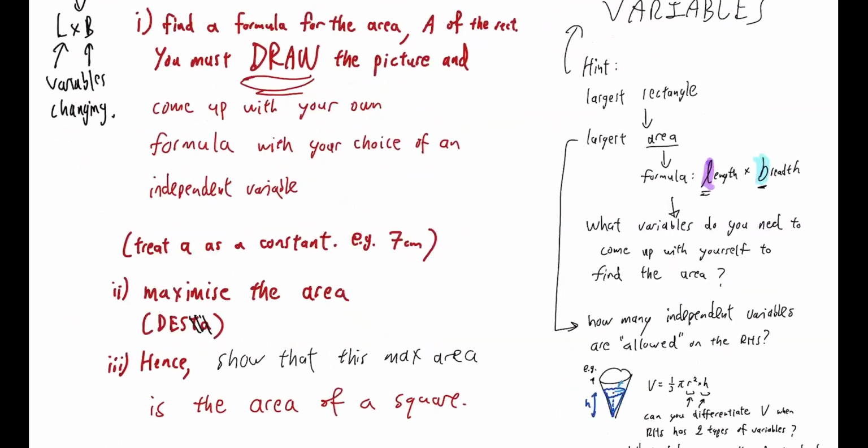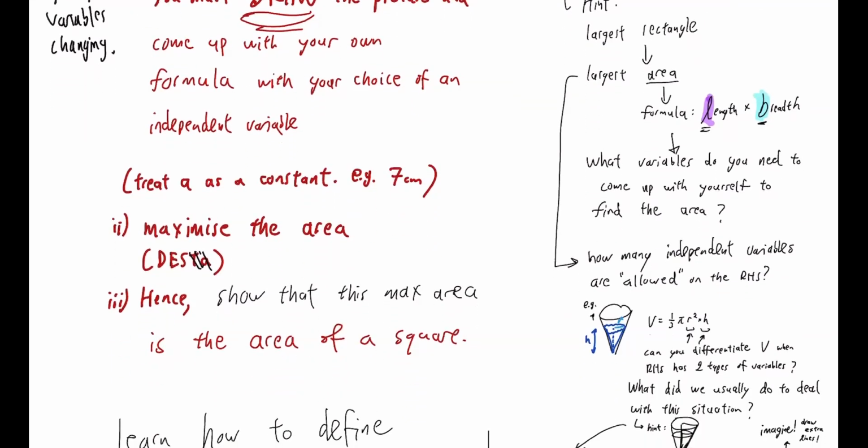So that means you've got length and breadth as variables. So what do you need to come up with yourself in order to find the area? You will need to come up with an L and a B, or if you like X and Y, for those two lengths. Does it make sense so far? Yeah. Okay, so you label L and B or X and Y. That's the answer to the first question.